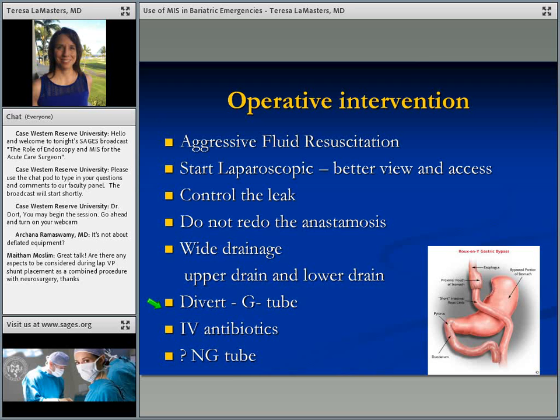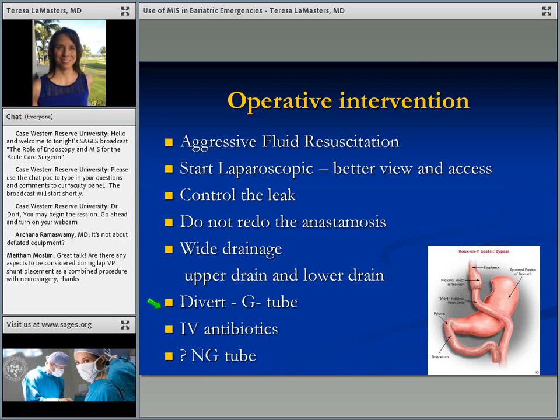So if you think somebody has a bowel obstruction after a gastric bypass, there are different techniques you can use. I really, again, strongly advise, unless the patient's so massively distended that you don't think you have any room at all, to try a laparoscopic evaluation. You want to prepare yourself for success.